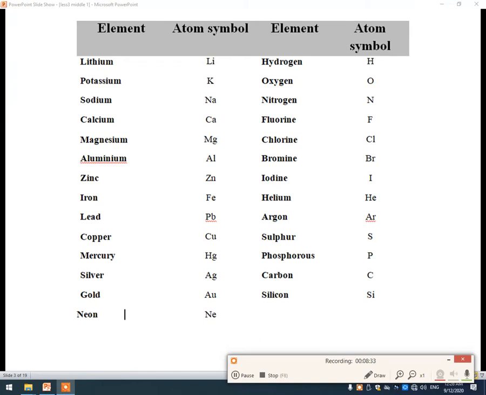Finally, we have silicon. Silicon, its atom symbol consists of two letters. The first one capitalized, the second one small. The first one is S, the second one i small, because it comes from the original name of silicon.